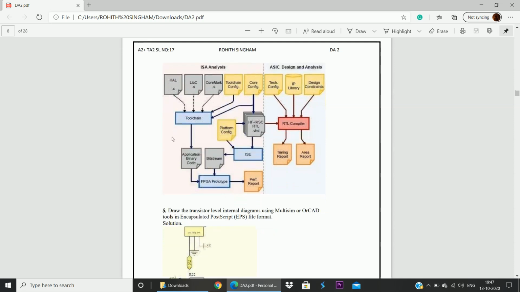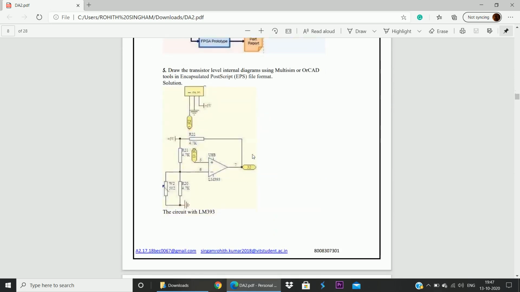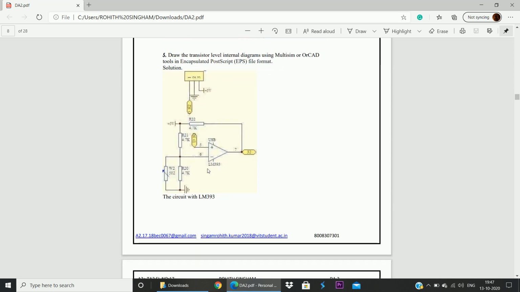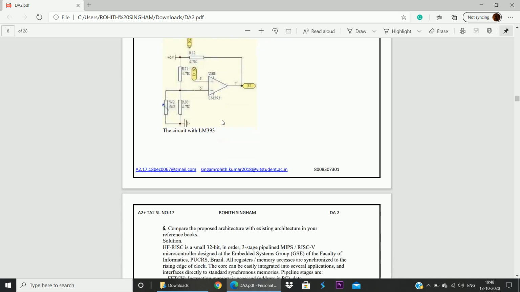This is another one of that. And coming to the next question: draw the transistor level internal diagrams using Multisim or CAD tools, or EPS file in EPS file format. So the circuit is a circuit with LM393. The internal diagrams are already produced in the journal paper itself, and I have used other sites for transistor level diagrams. It took a little bit of time, and it was a huge confusion while picking them.